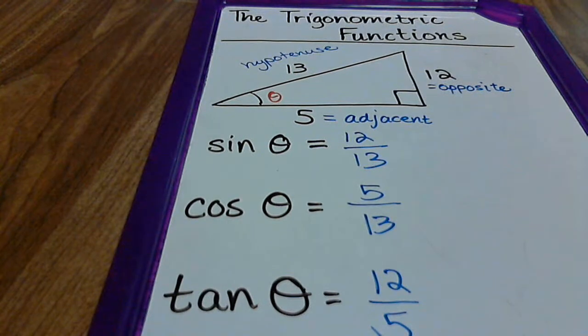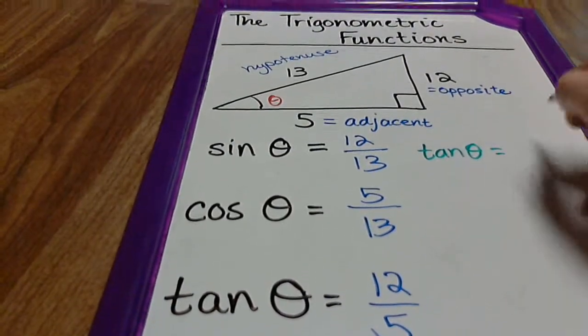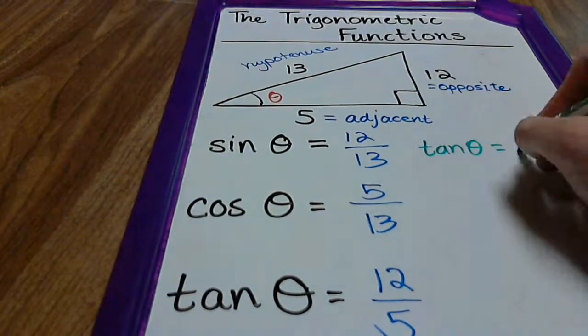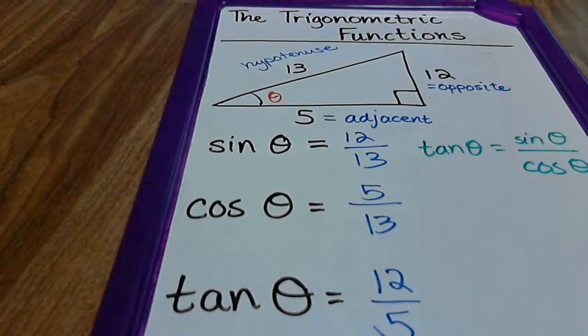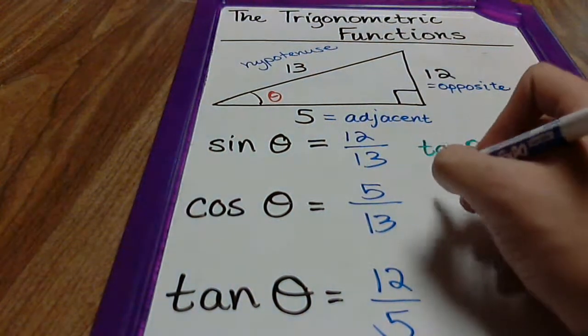Also in an earlier video I mentioned that there's a relationship with the tangent theta, the sine theta, and the cosine theta, and that relationship is this. The tangent of theta equals the sine of theta divided by the cosine of theta. Okay? So I'm going to show that to you now using these numbers. So if this is true, I should get sine of theta divided by cosine of theta equals 12/5, if this is true.